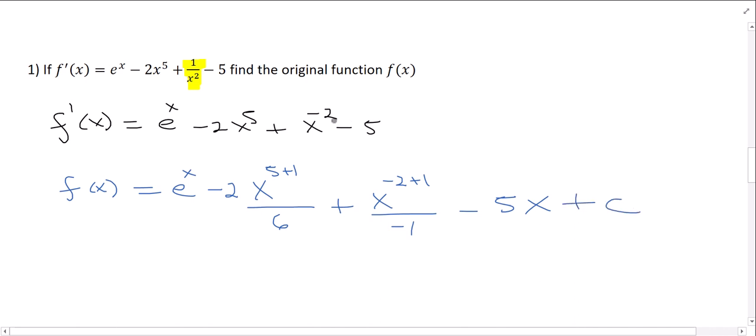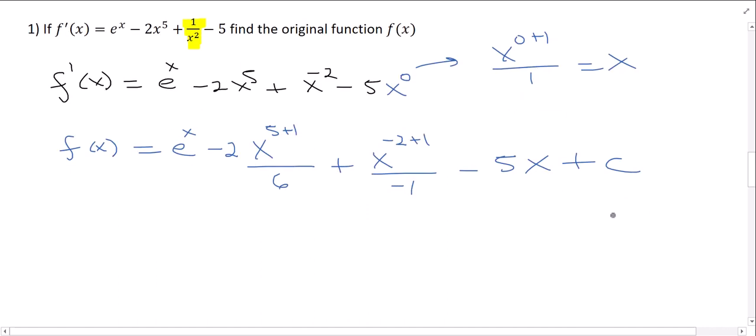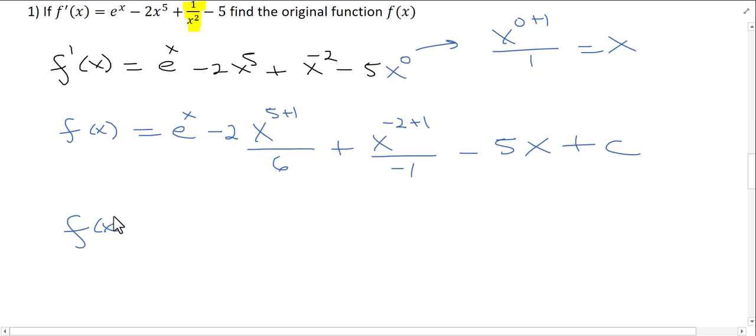The other way you can think of it is when you have a constant, this has an x to the 0 in there, and so you can use the general power rule on this. The antiderivative of x to the 0 will be add 1 to the exponent and divide by the new exponent, so you just get x. But always think of what did you take the derivative of to get just 5? That will be 5x. And don't forget your constant. And then simplify it. So it'll be e to the x minus x to the 6 over 3, right? The 2 and the 6 reduced to 1/3, minus x to the minus 1, which is really 1 over x there, minus 5x plus c.